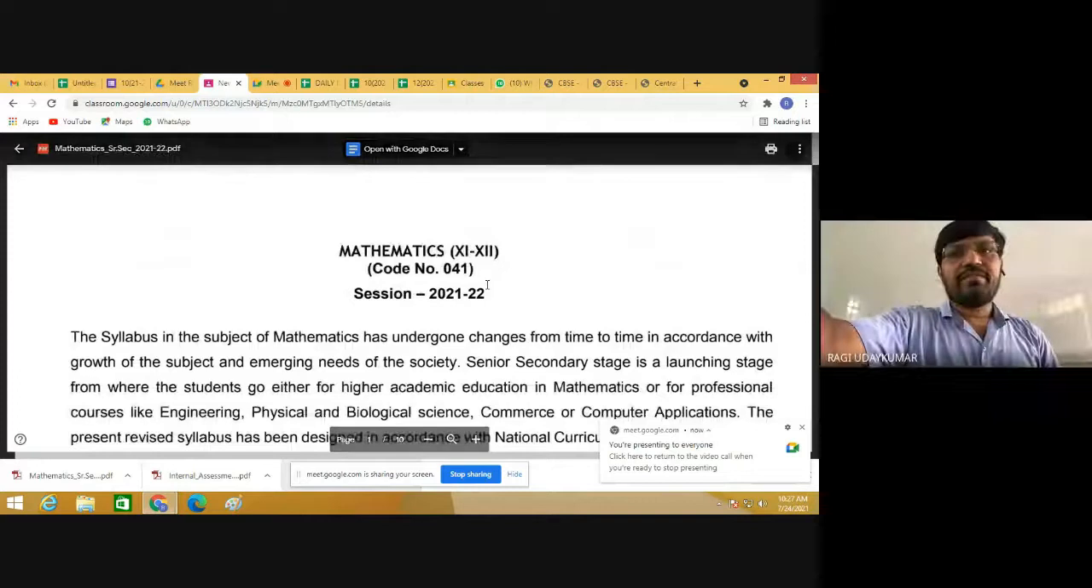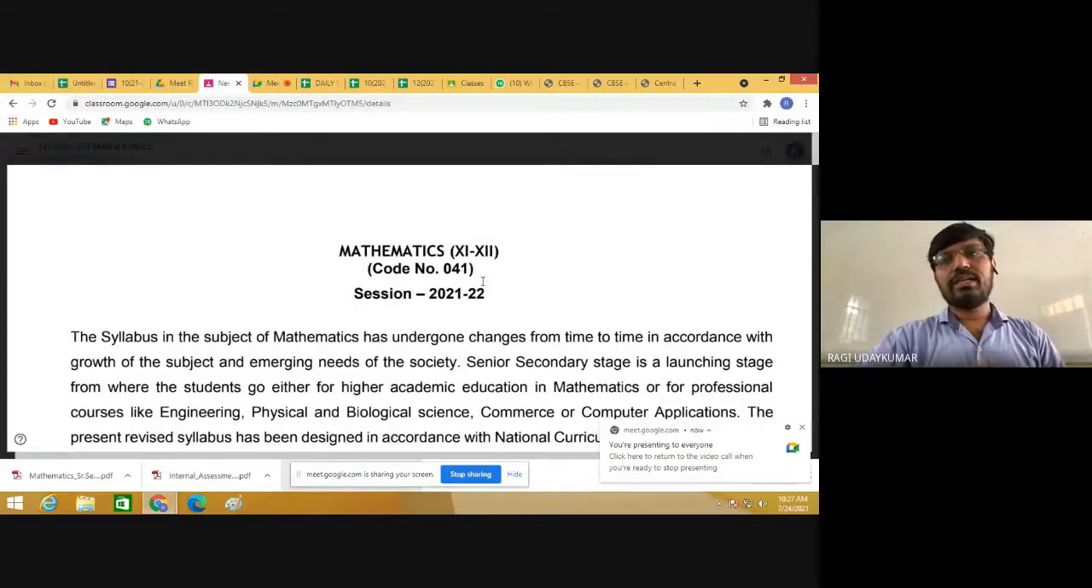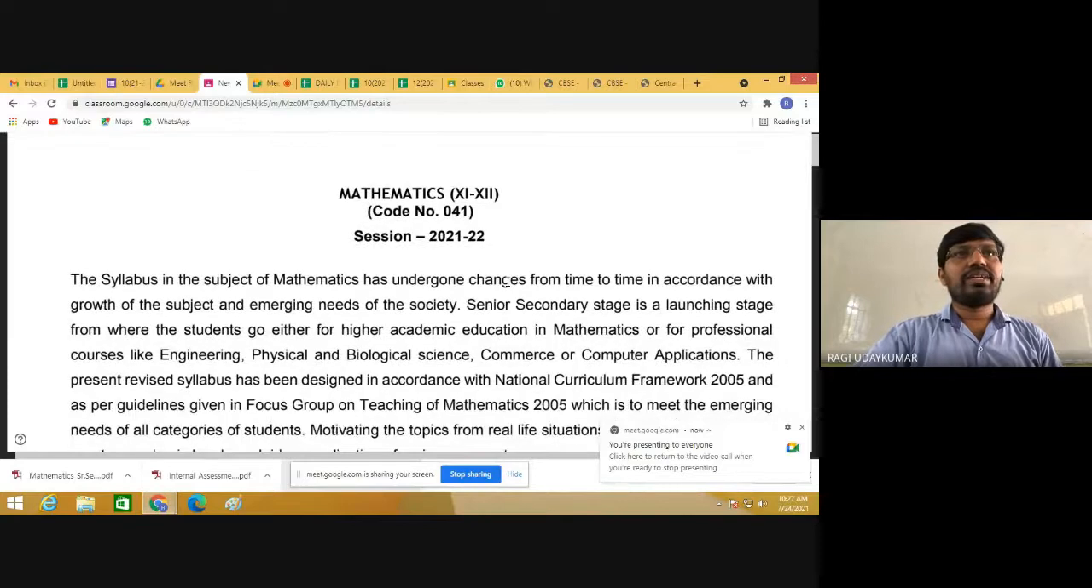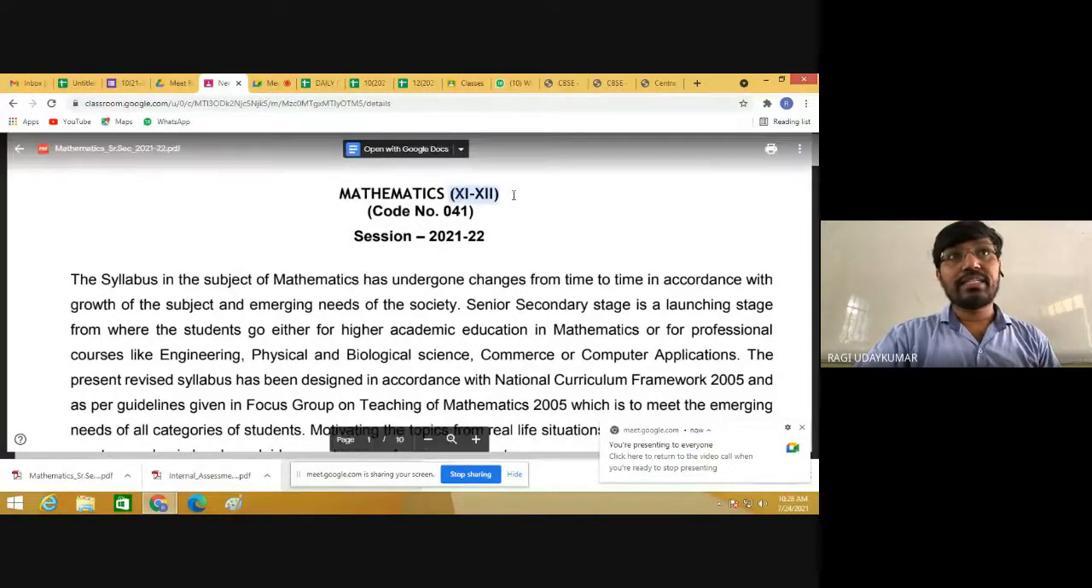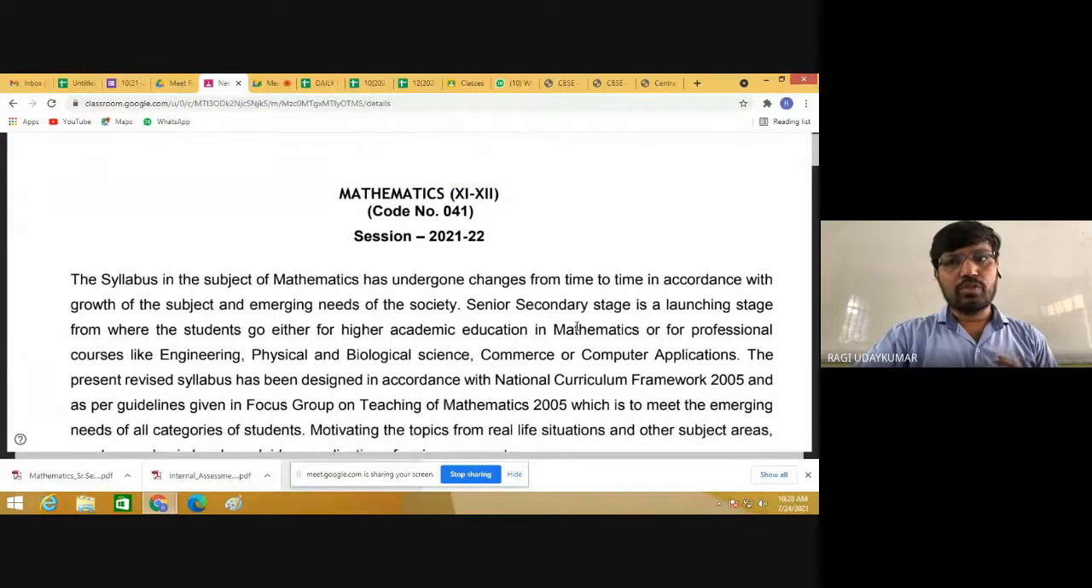So, good morning, everyone. We are going to discuss the term-wise syllabus given by the CBSE yesterday. This is mathematics, and your subject code is 041 for the session 2021. The 11th and 12th syllabus are given together, starting with whatever is given for the 11th class. Keep that in your mind.